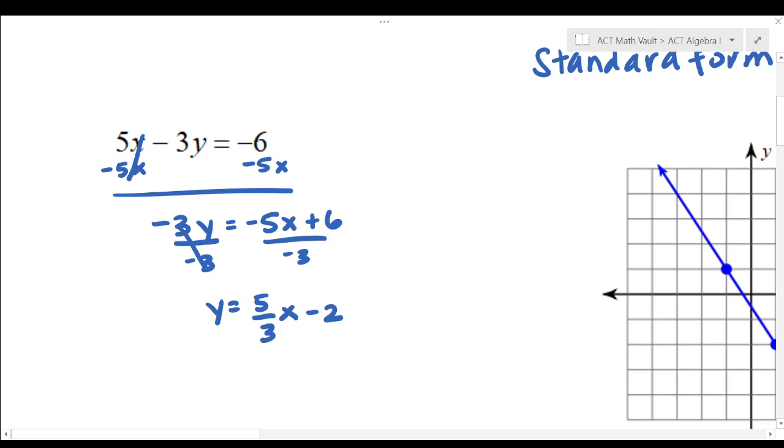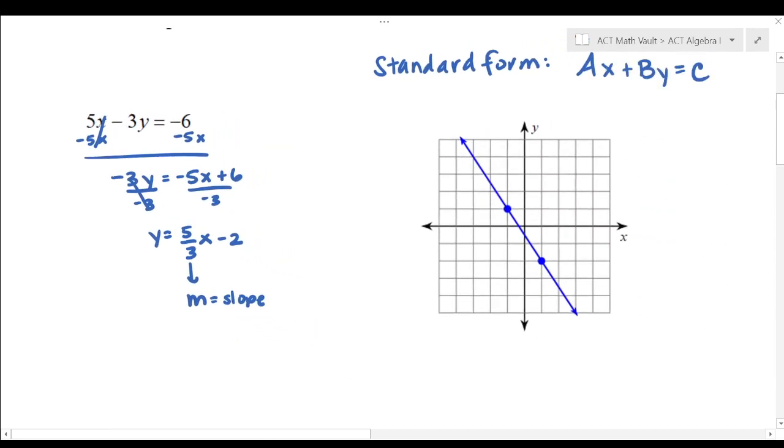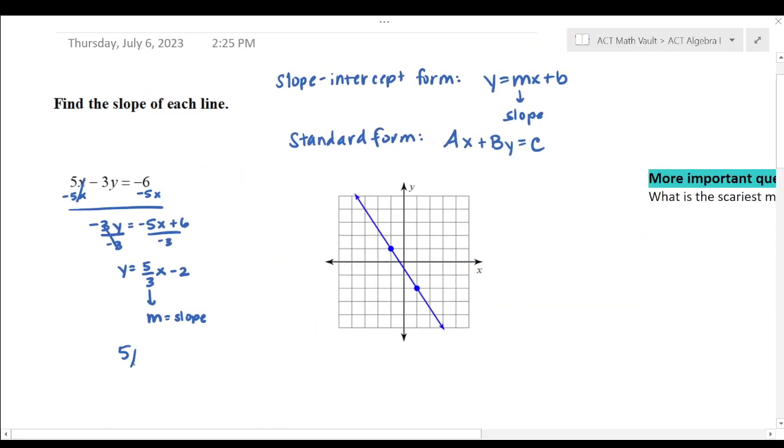So notice I'm writing my final answer as y equals mx plus b. So my m, or slope, is 5/3. And that's all I was asked for.